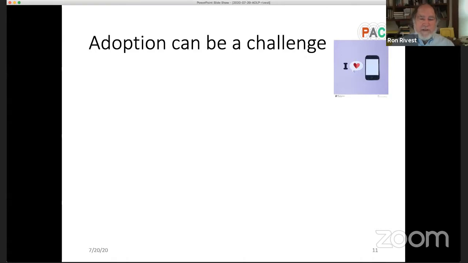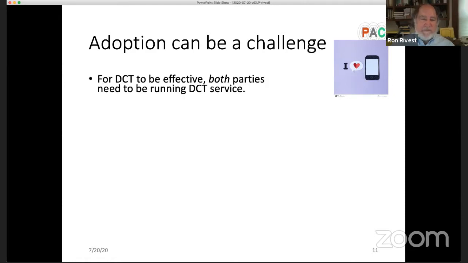To make it work effectively, adoption can be a challenge. People need to download these apps and install them. And I note that both parties need to be running this digital contact tracing service. If my phone is broadcasting, it doesn't do any good if your phone doesn't have a capability of receiving the chirps that my phone is broadcasting.